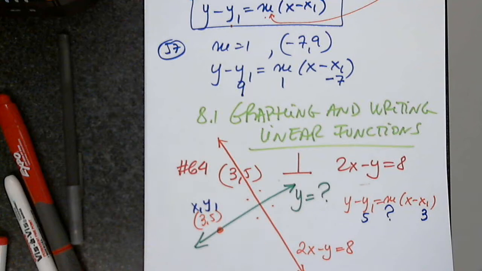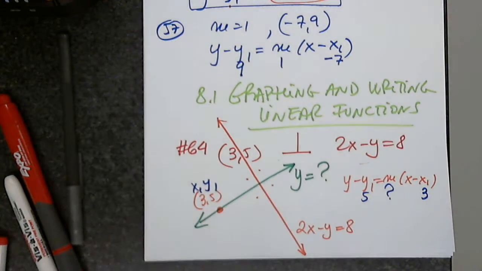However, I cannot continue. Why can I not continue? Because you don't have a slope. Excellent. But is the slope given in any indirect way? Yes, the slope is given. How do I determine the slope of the green line?